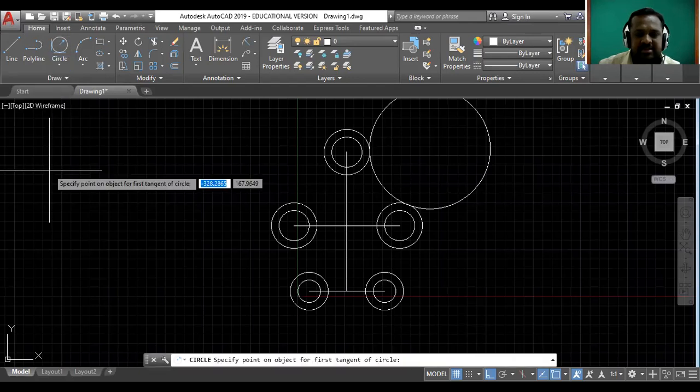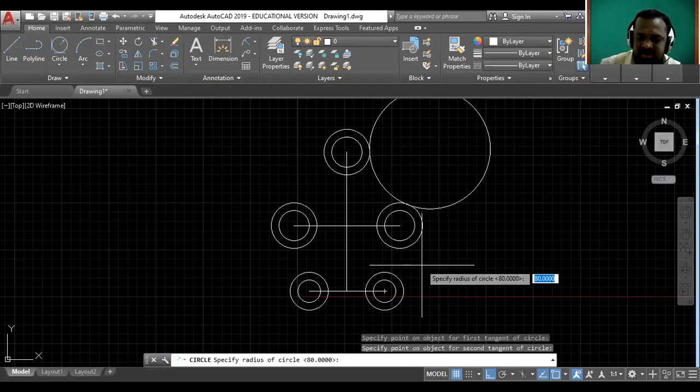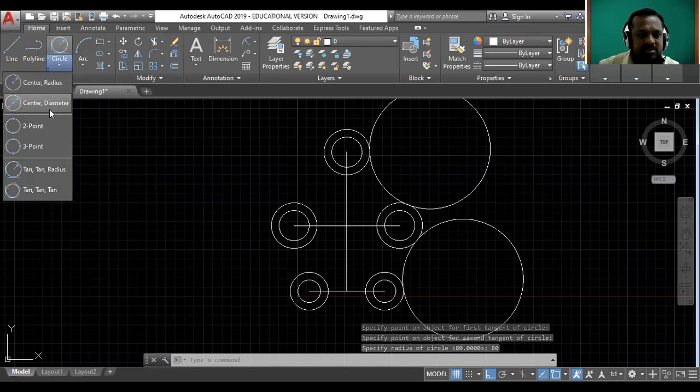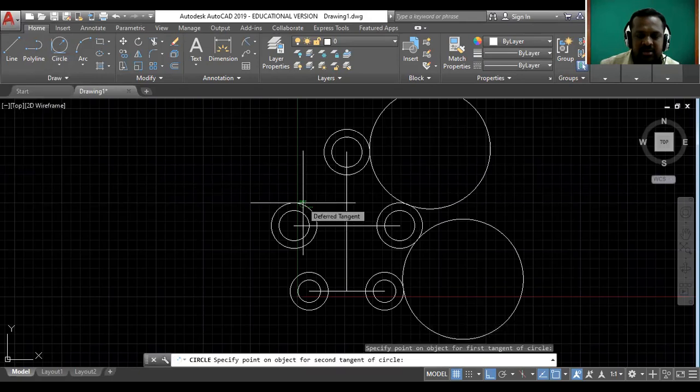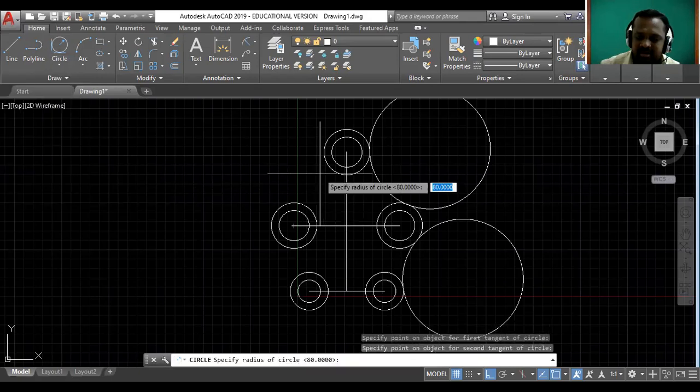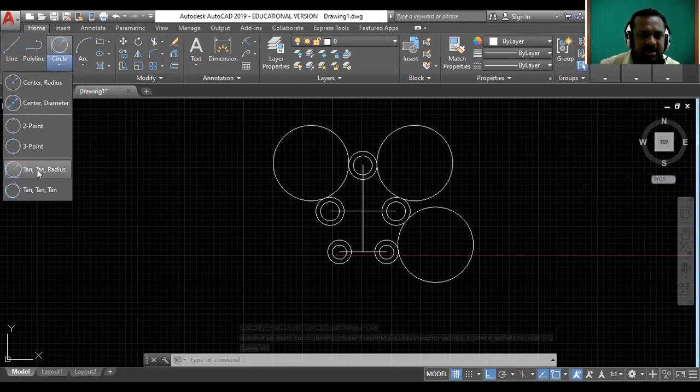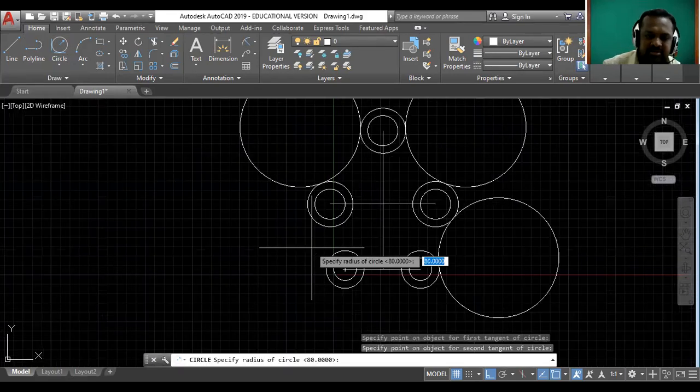Again, a similar process. Select the tan radius circle, select this quadrant point, and again this quadrant point. Select the 80. Again, a similar process, 10 radius. Select this as a quadrant point, and again the quadrant point, enter 80. Then again a similar process, 10 radius. Select this quadrant point and this quadrant point, give the radius 80 at first.